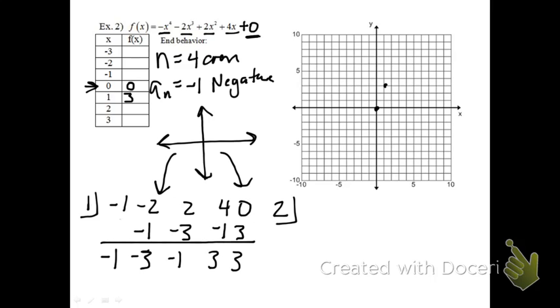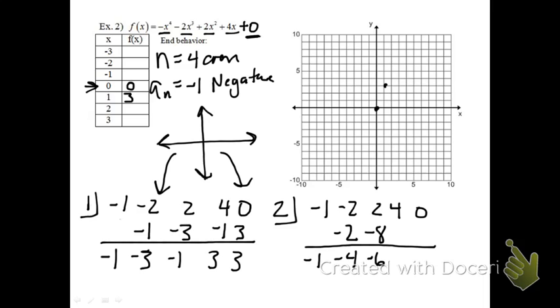If I get 2, I'm going to do -1, -2, 2, 4, and 0. And actually, I think maybe when you have a constant of 0, maybe it doesn't make a difference. Let's see, if I drop down the -1, 2 times -1 is -2. If I add, I get -4. If I multiply, I get -8. If I add, I get -6. If I multiply, I get -12. If I add, I get -8. If I multiply, I get -16. And if I add, I get -16.